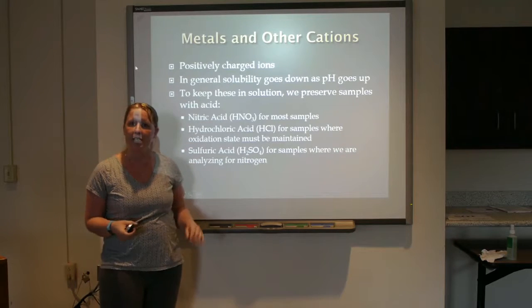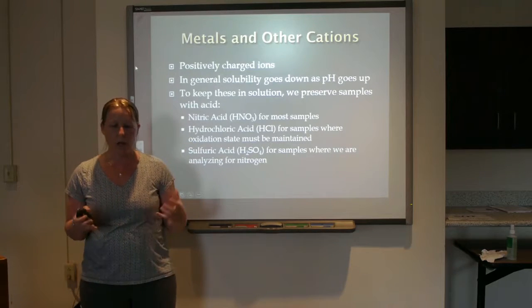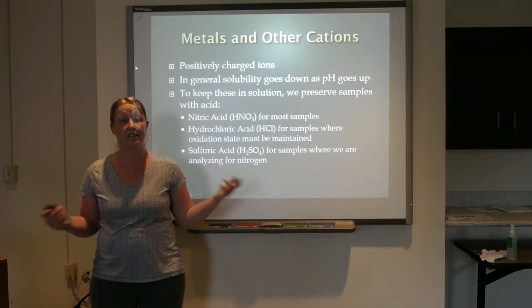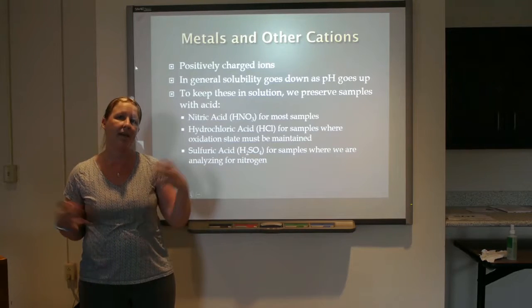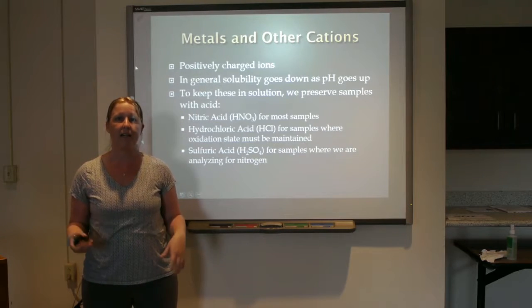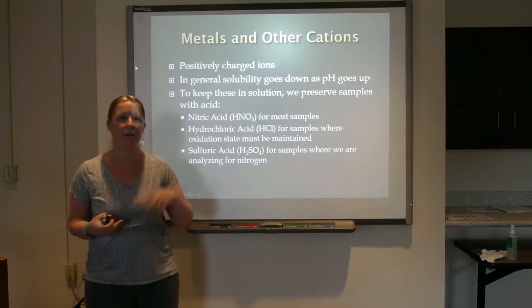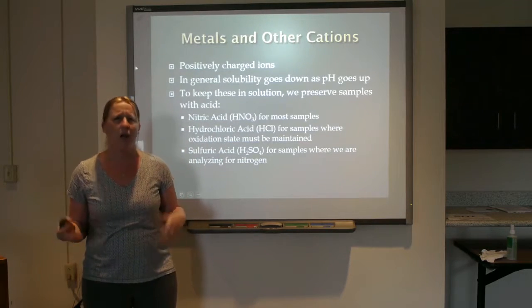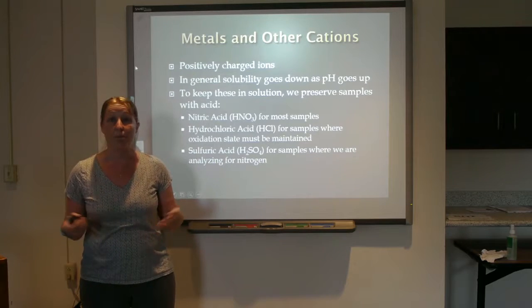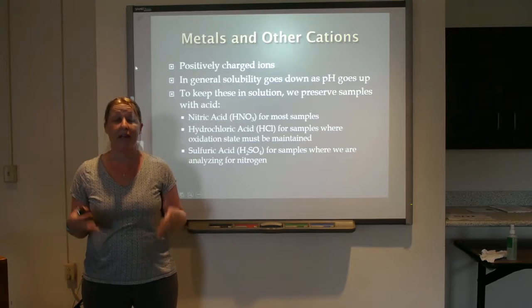If oxidation state matters, so metals can come in different oxidation states. So you may have seen iron with a +2 charge and a +3 charge, or aluminum with a +2 charge or a +3 charge. And all that means is the number of electrons that are bonded to that metal.